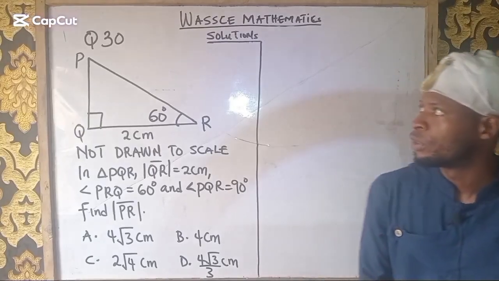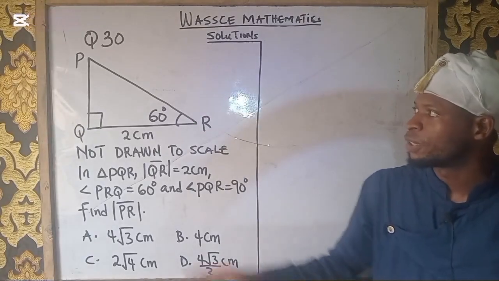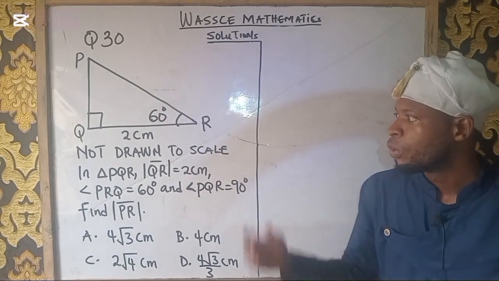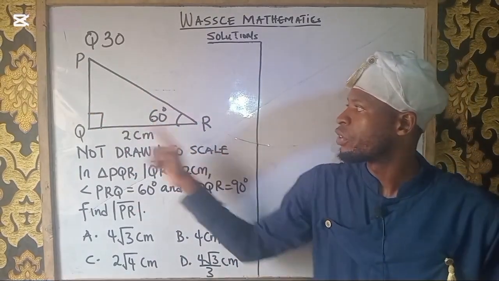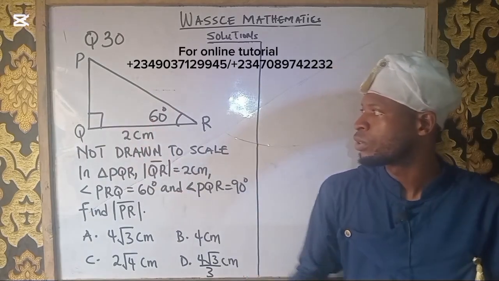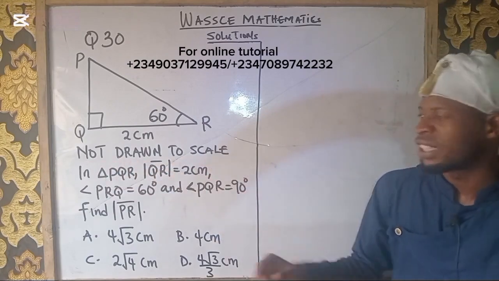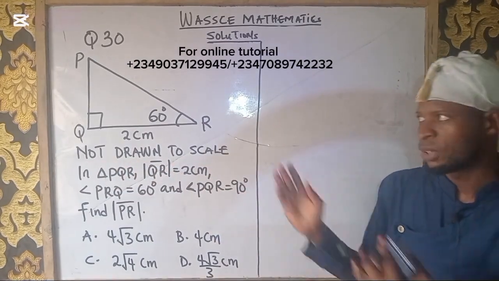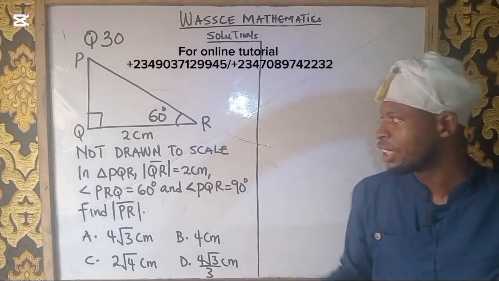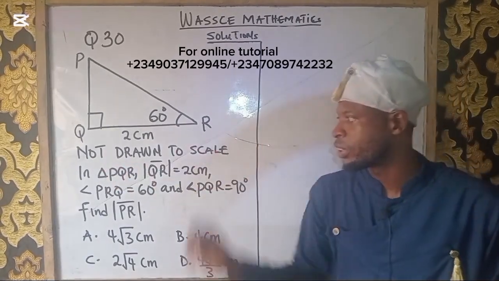So as promised earlier on, we have Q30 on the board, and this is based on what? A right angle triangle. We are told that angle PRQ is 60 degrees, and 2 centimeters is side QR. Then "not drawn to scale" means that no measurements take place there. They just draw it. You understand? That's the meaning of not drawn to scale, so you are less concerned about that.